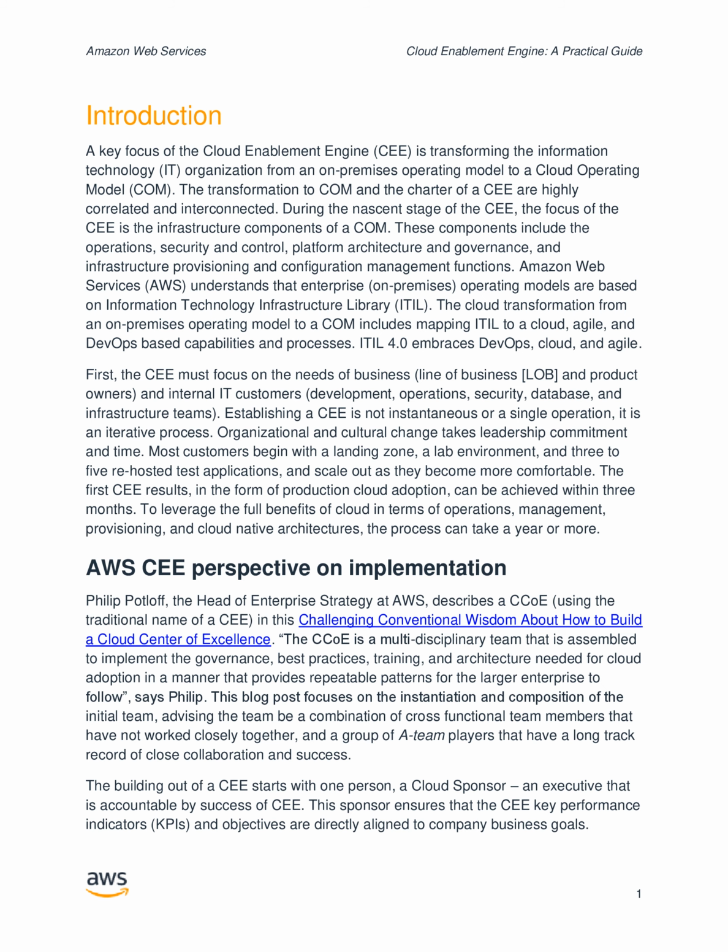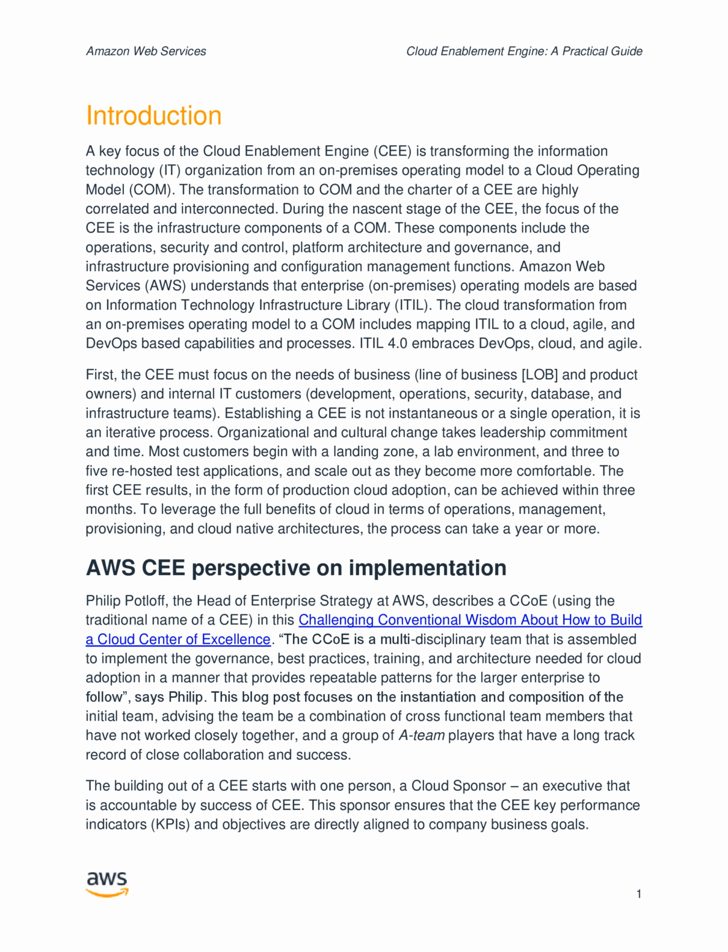AWS CEE Perspective on Implementation. Philip Potloff, the head of enterprise strategy at AWS, describes a CoE, using the traditional name of a CCoE, in this blog post challenging conventional wisdom about how to build a cloud center of excellence. The CoE is a multidisciplinary team that is assembled to implement the governance, best practices, training, and architecture needed for cloud adoption in a manner that provides repeatable patterns for the larger enterprise to follow, says Philip. This blog post focuses on the instantiation and composition of the initial team, advising the team be a combination of cross-functional team members that have not worked closely together, and a group of A-team players that have a long track record of close collaboration and success.